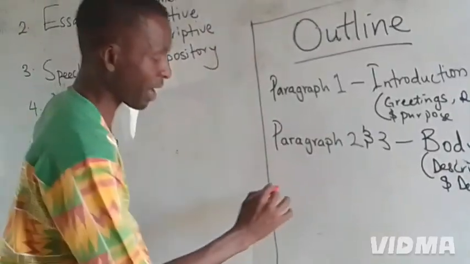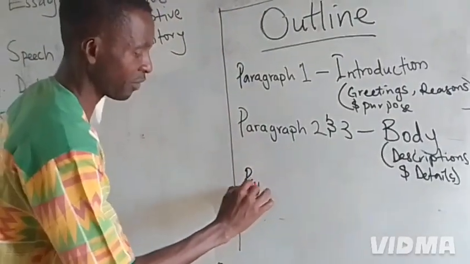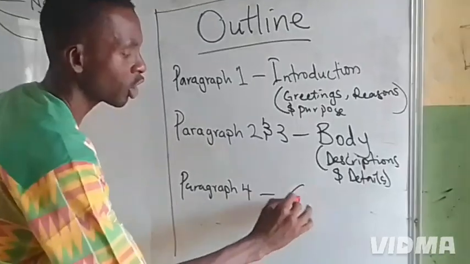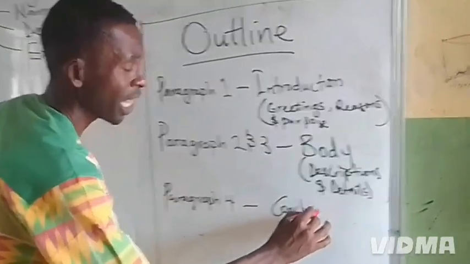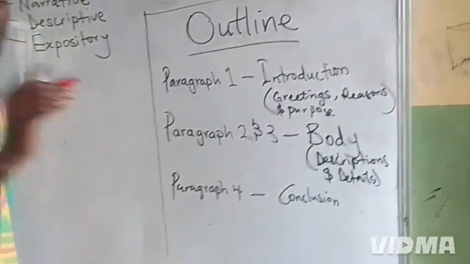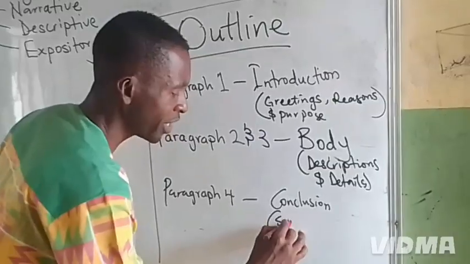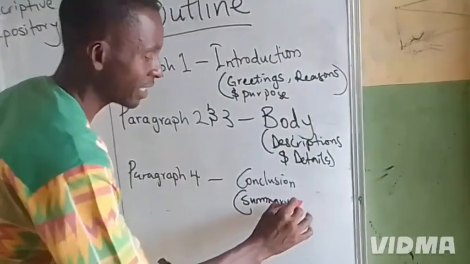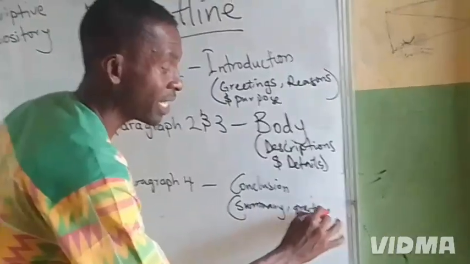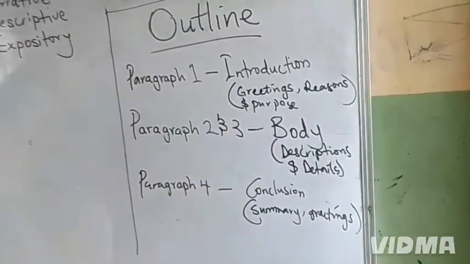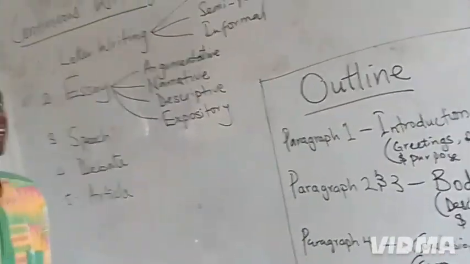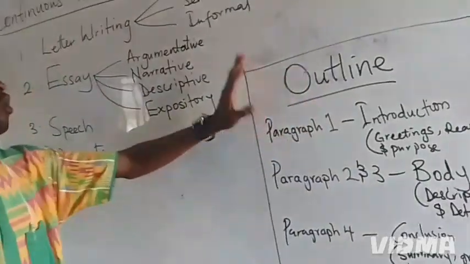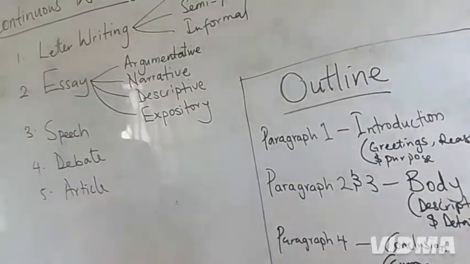And then the last paragraph, let's say paragraph 4 now, is your conclusion. What do we have in our conclusion? Usually is a summary of what you have been writing, and then a little bit of greetings if it is an informal letter. Now, this outline, I will show you how this outline works for all these letters.